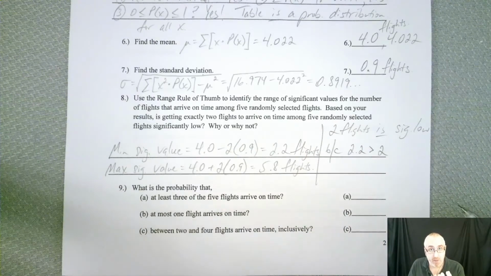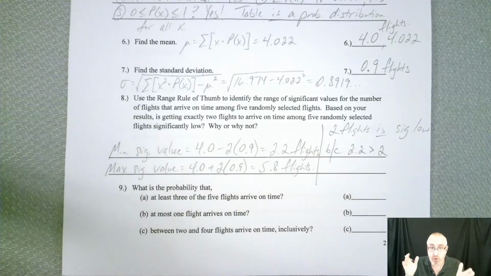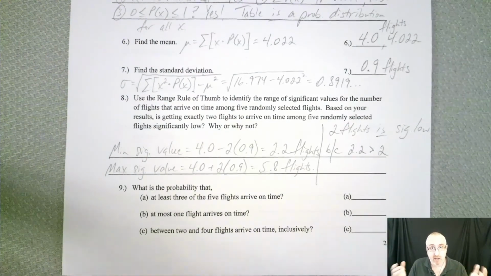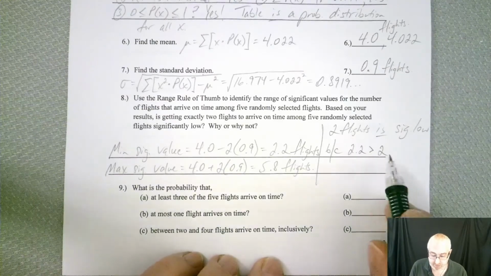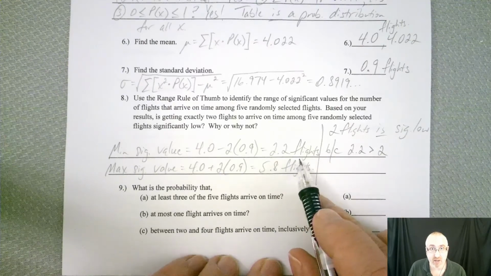2.2 is our minimum. So as soon as you fall below it, that means you're in that low range, and that is unusual. You wouldn't expect that to happen. If it had been anywhere between 2.2 and 5.8, that's not significant. We would expect that to happen. Anything above 5.8 would also be unusual. It would be significantly high. So that's the idea behind this. So in this case, 2 is less than our minimum, so it is significantly low.